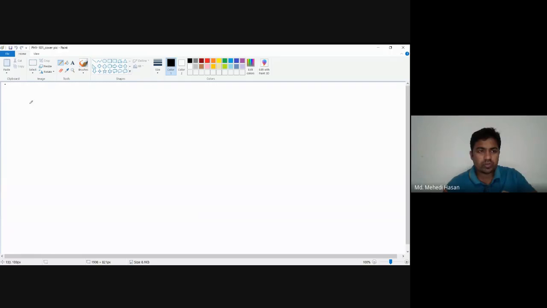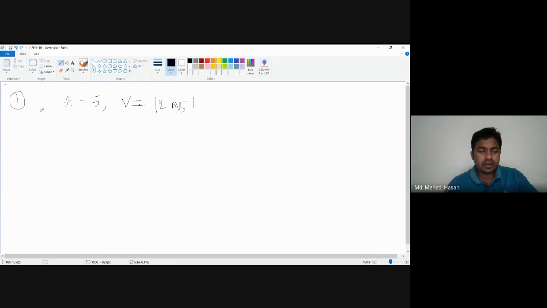From these four equations, let's solve some problems. Question number 1 is given. An object is moving from a stationary state, and after t equal to 5 seconds, the velocity of the object is calculated as v equal to 12 meter per second. From this, find out the acceleration of that object.